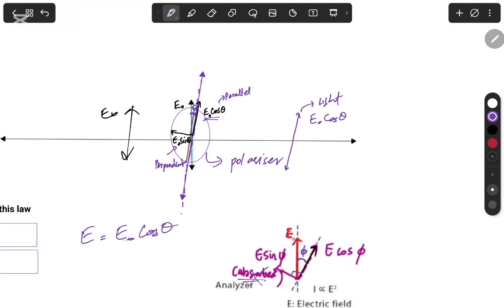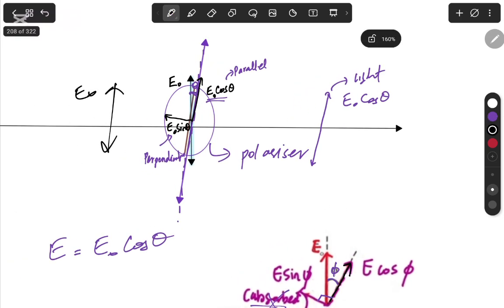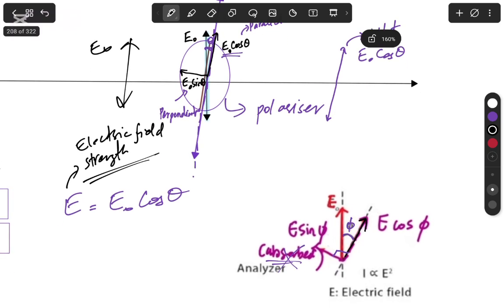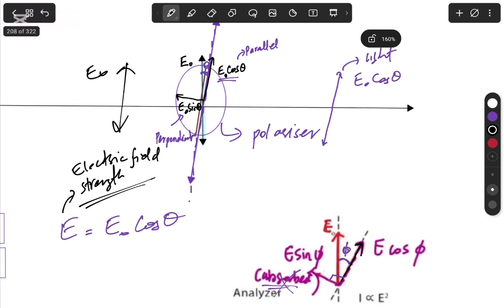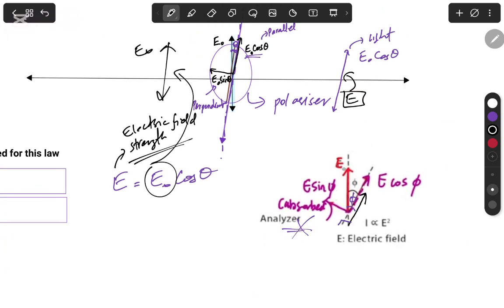So the electric field strength, I'm emphasizing that word, we're looking at the electric field strength. Okay, so the electric field strength E, which is going to represent the electric field of this, is going to be equal to E naught, where E naught was the initial electric field strength, times cos theta. Okay, so this is our equation.